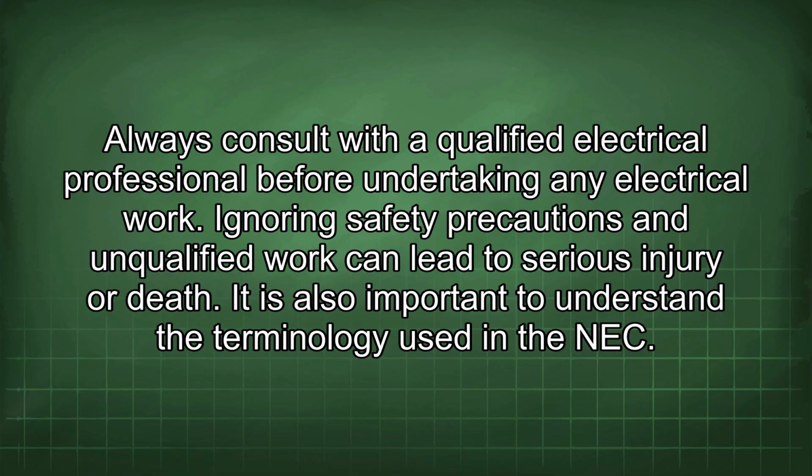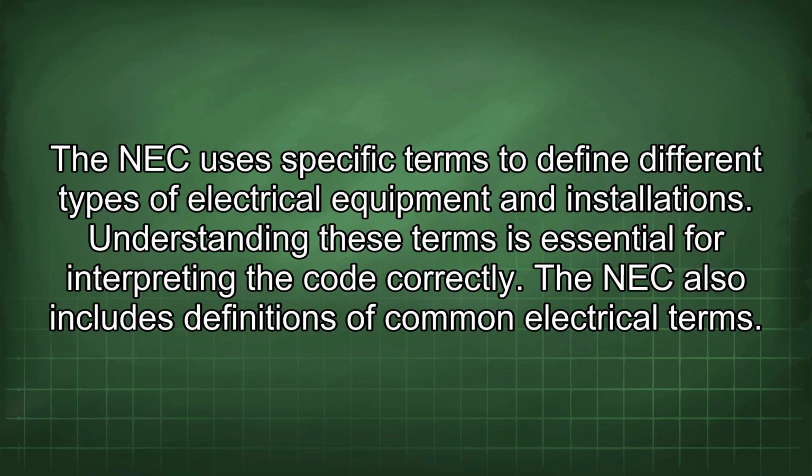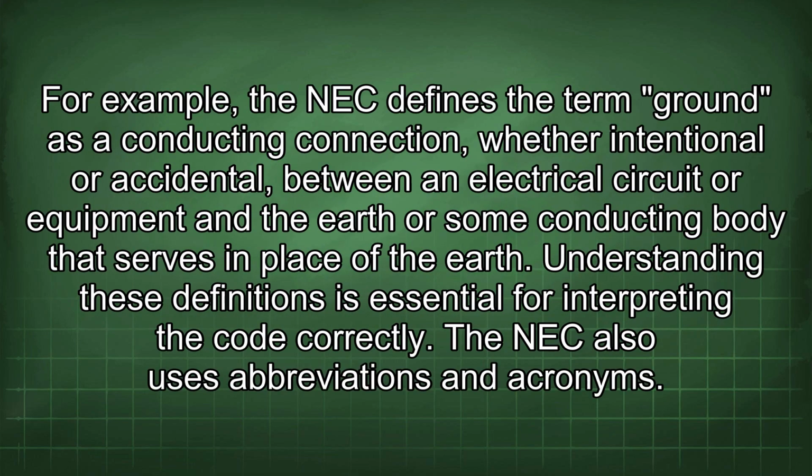It is also important to understand the terminology used in the NEC. The NEC uses specific terms to define different types of electrical equipment and installations. Understanding these terms is essential for interpreting the code correctly. The NEC also includes definitions of common electrical terms. For example, the NEC defines the term ground as a conducting connection, whether intentional or accidental, between an electrical circuit or equipment and the earth or some conducting body that serves in place of the earth. Understanding these definitions is essential for interpreting the code correctly.